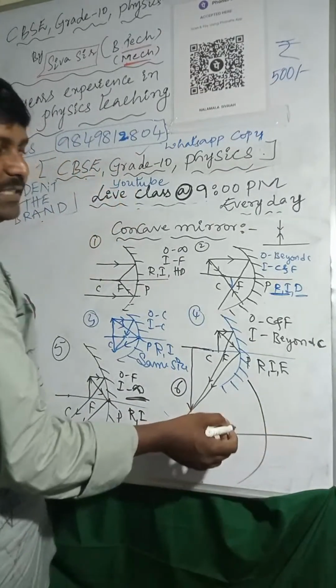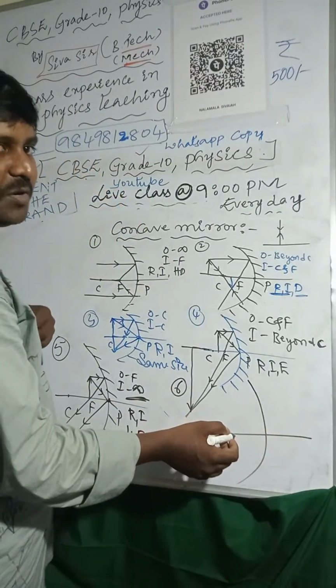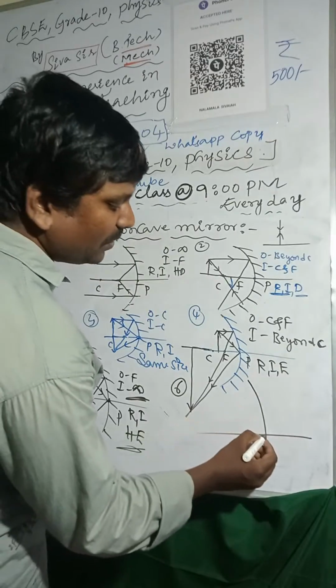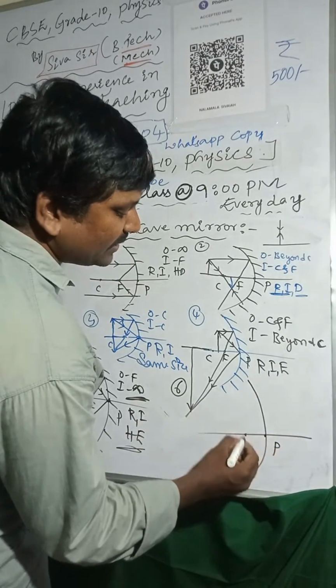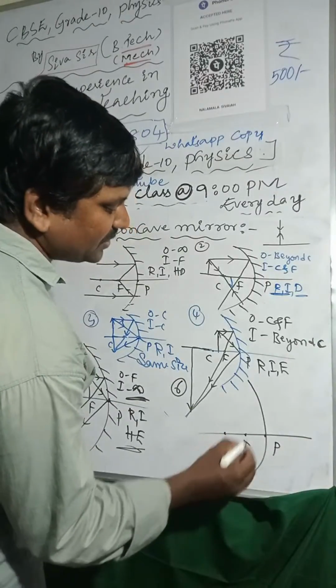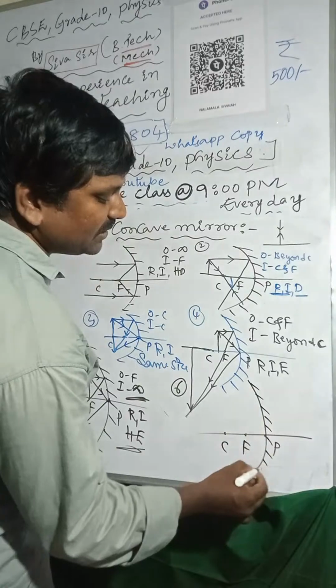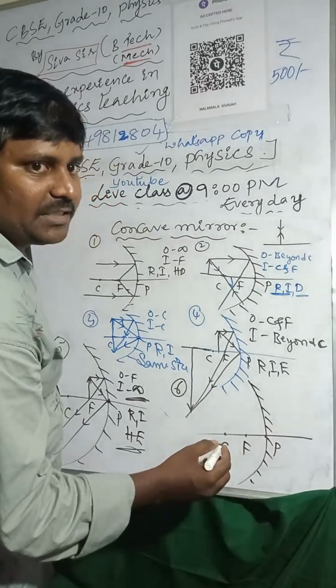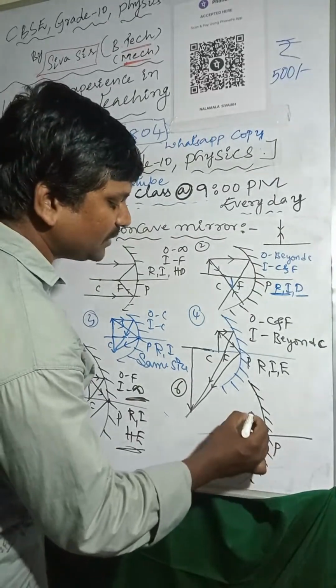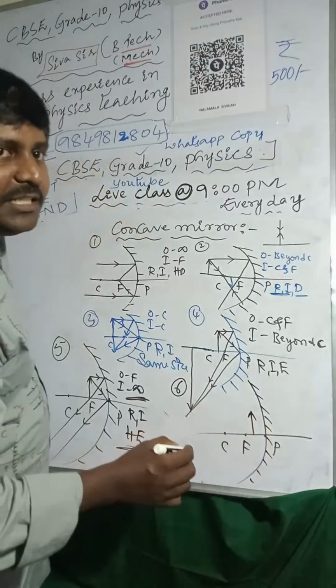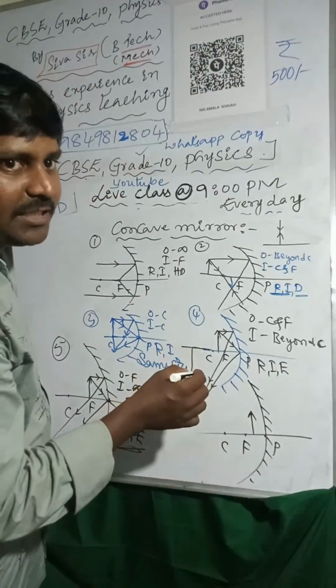Applications are also very, very important from the applications point of view for this question. Pole, focus, and center of curvature. I'm taking the concave mirror. So what is this mirror? Concave mirror. Object is placed between F and P.